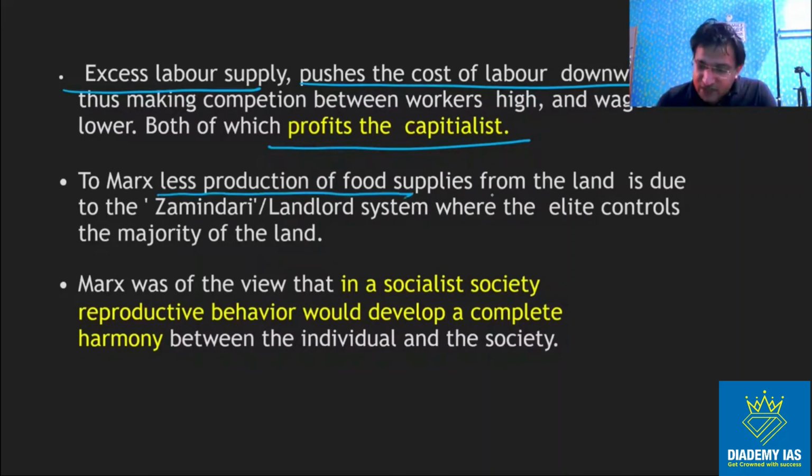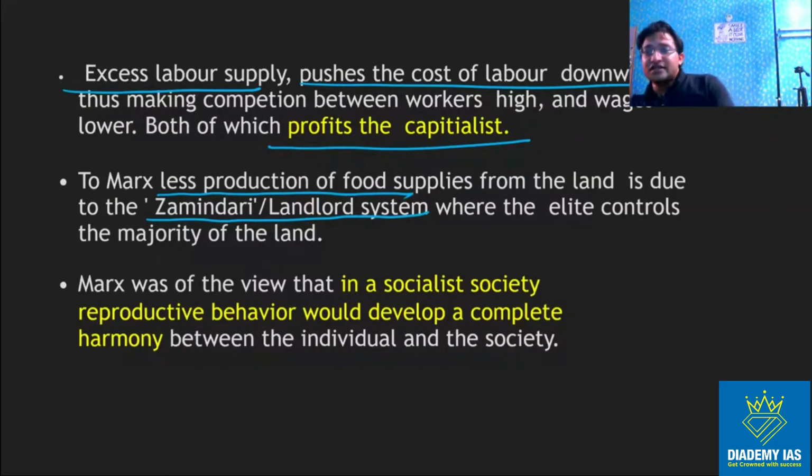Less production of food is because of the zamindari system or landlord system, right? Because few people are controlling the resources, the land resources and agricultural resources are not harnessed properly. They are not able to produce a sufficient amount of food, right? So this is because of the control of the zamindars or landlords, who are basically nothing but the capitalists.